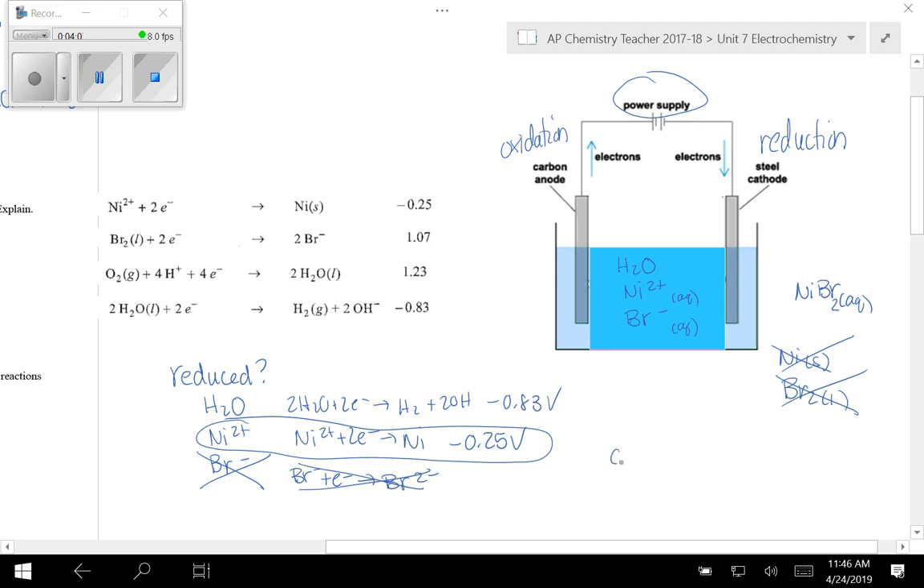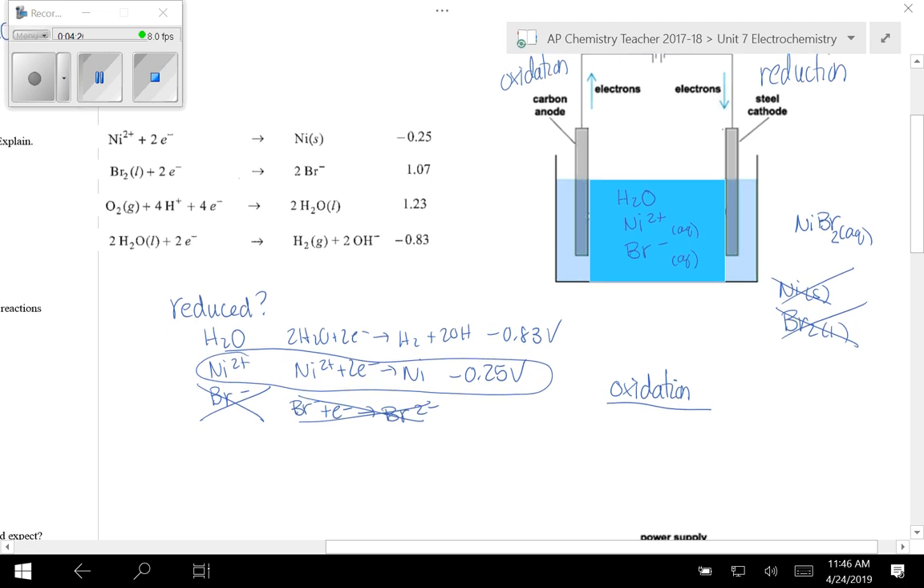Now, how about oxidation? For this one, I sometimes find it helpful to flip these reactions around and consider all my reductions flipped around and consider the possible oxidations that could occur. So let's do that real quick. Let's flip that first reaction around. If I do that, that would show solid nickel being oxidized. This second one would show bromide ions being oxidized. The third one would show liquid water being oxidized. And then my last one would show, I guess, hydrogen gas being oxidized. Okay, so this would be my reaction down here.